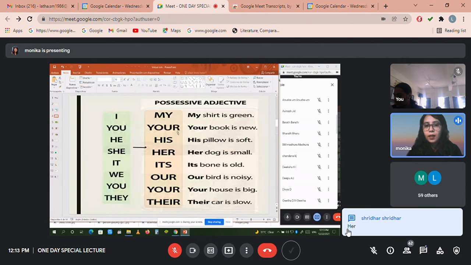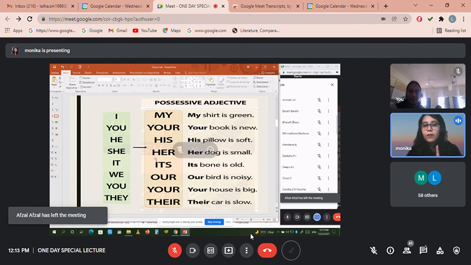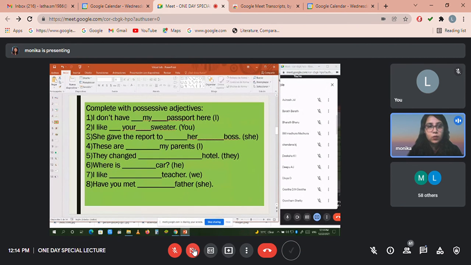So I'll just correct that. I'll read them again so that the pronunciation is clear to you. The pronunciation is my, your, his, her, its, our, your, and their. Just one more thing you have to be very careful about: it doesn't have any apostrophe. The possessive adjective doesn't have any apostrophe. I'll explain it in detail. Just let me get back to question number 3.